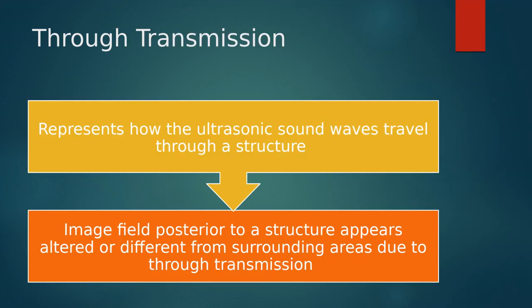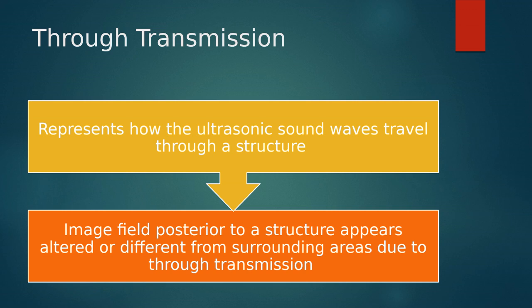Next, we're going to talk about through transmission. So we've talked about how sound behaves in a structure. We also need to be aware of how it behaves once it travels through a structure. That can be really informative for us in determining if something is benign or malignant. So this represents how the sound waves travel through a structure, and we're looking at the area of our image that's directly posterior to that structure.